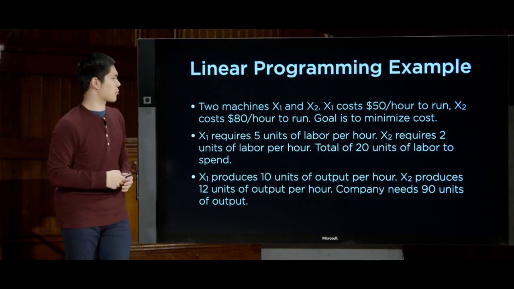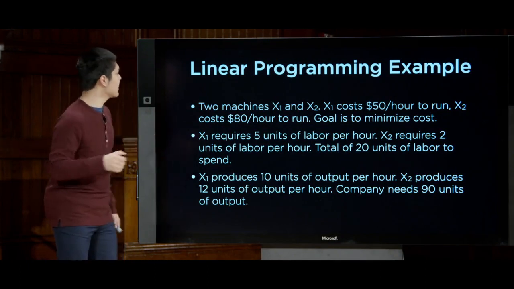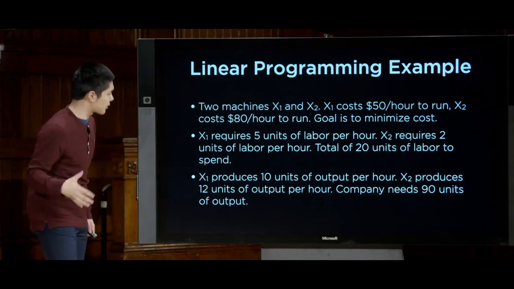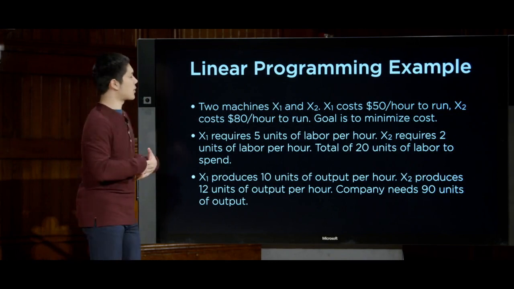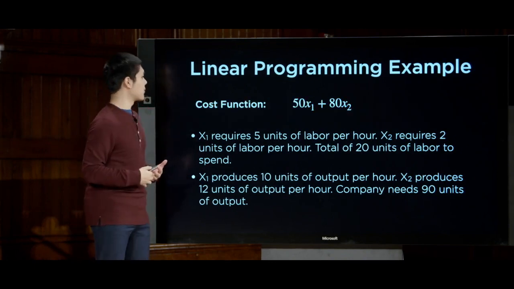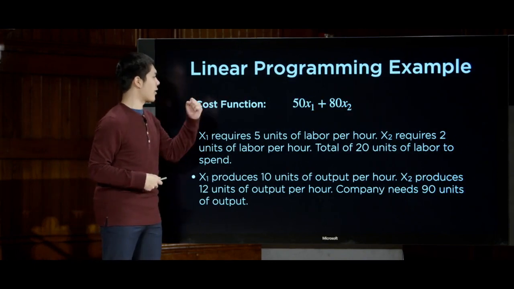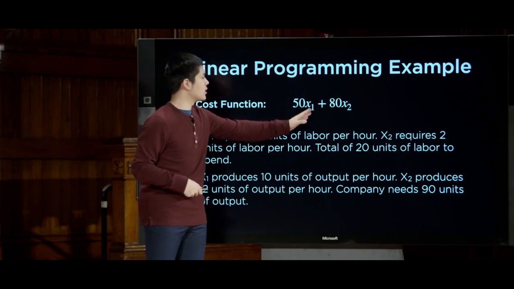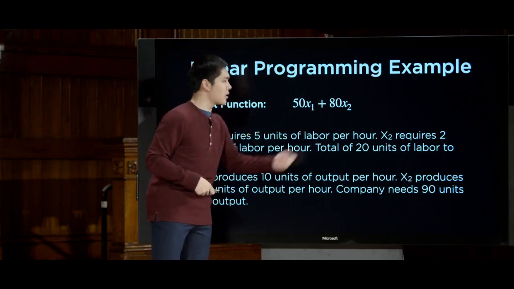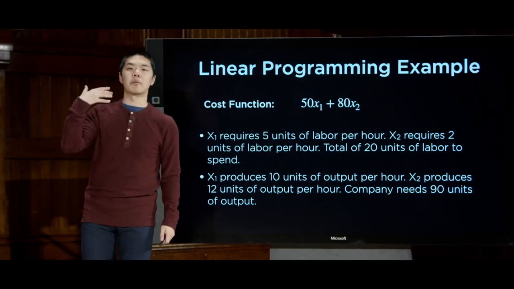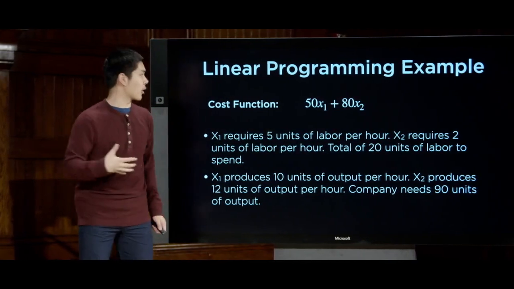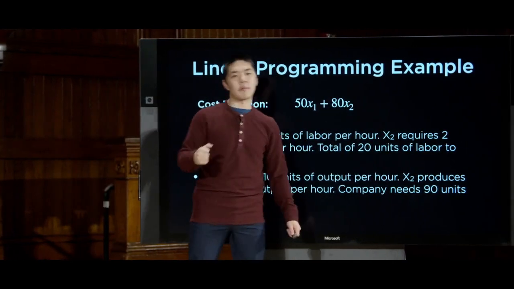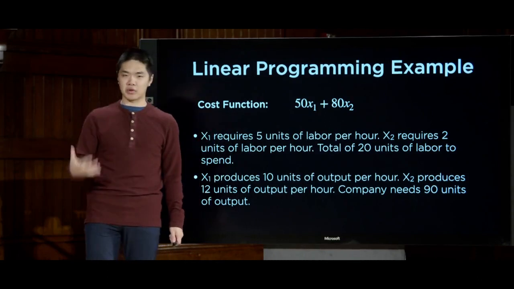So let's start with this first point. Two machines, x1 and x2. x1 costs $50 an hour, x2 costs $80 an hour. Here we can come up with an objective function that might look like this. This is our cost function, rather. 50 times x1 plus 80 times x2, where x1 is going to be a variable representing how many hours we run machine x1 for. x2 is going to be a variable representing how many hours we are running machine x2 for.